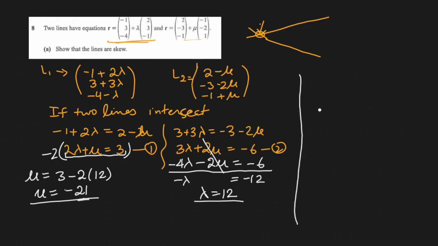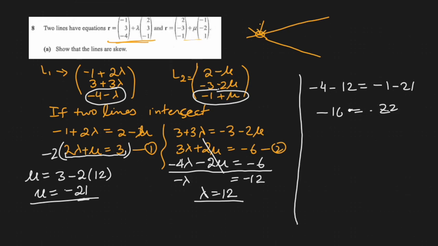How will we prove that they are skew? If this minus 21 and 12 works with the third part, which is the z coordinate. So minus 4 minus lambda, lambda is 12, has to be equal to minus 1 plus mu, which is minus 21. So it becomes minus 16 and this becomes minus 22, which are not equal.